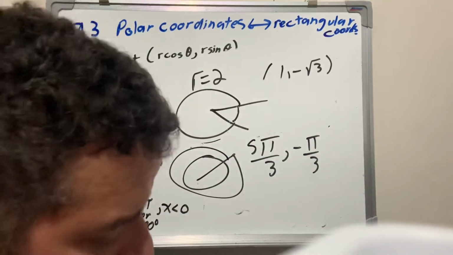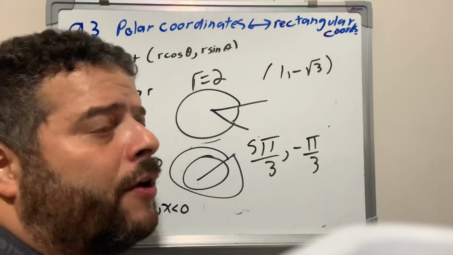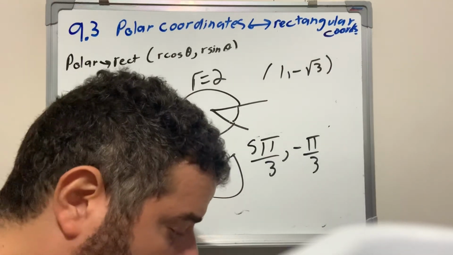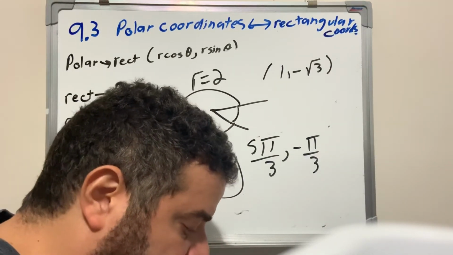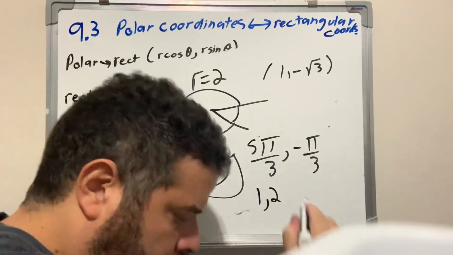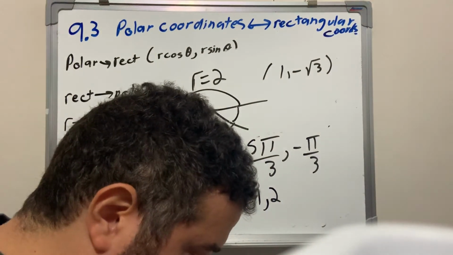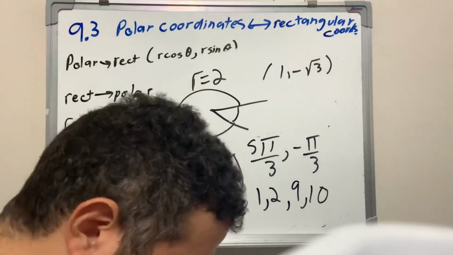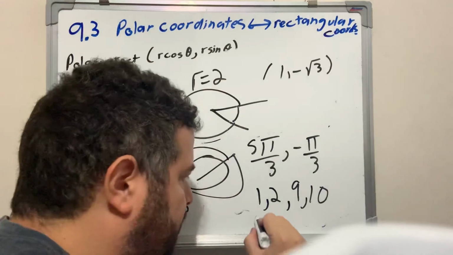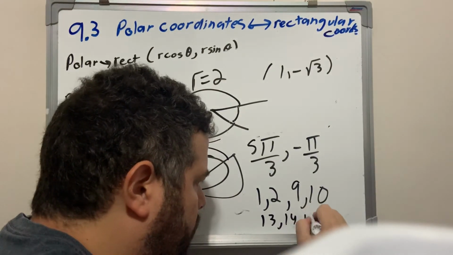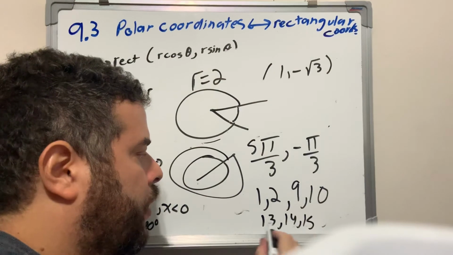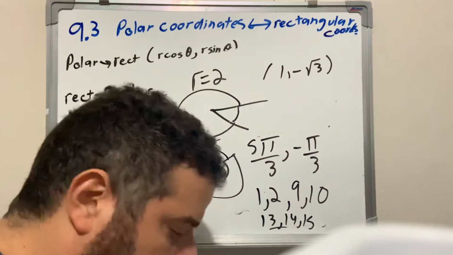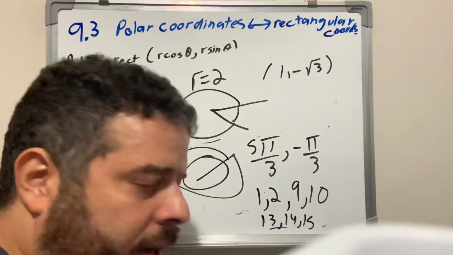So that's it for today's class. Tomorrow we're going to go over rectangular to polar equations. That's a little bit trickier. So for today's homework, you're going to do examples 1, 2, 9, 10, and also 13, 14, 15. These are all turning rectangular to polar. These are polar to rectangular, but 2 are in radians and 2 are in degrees.